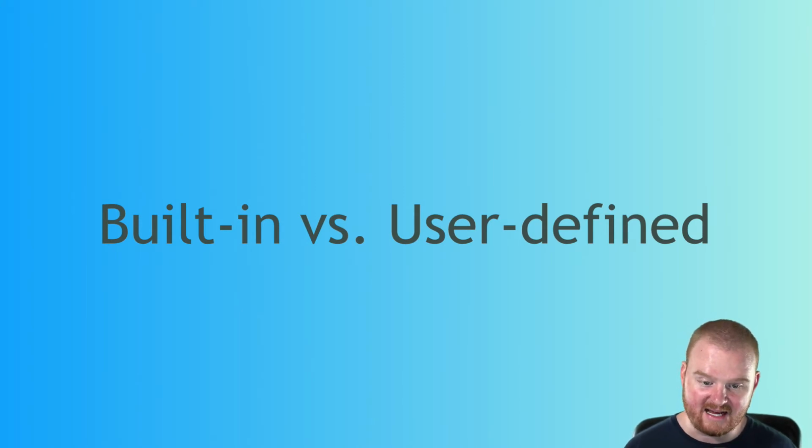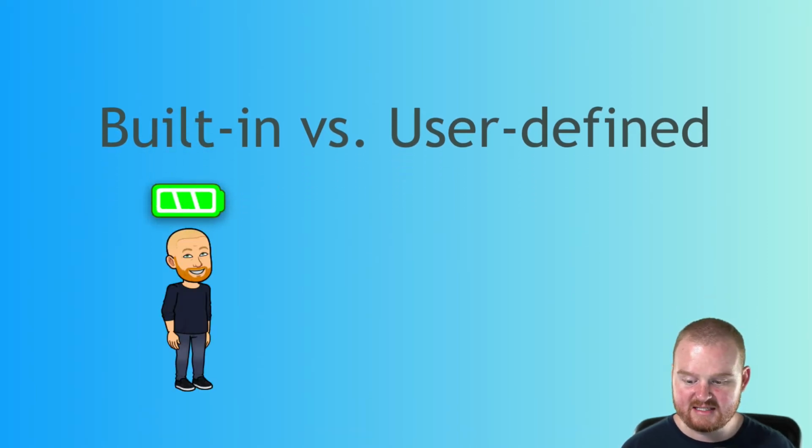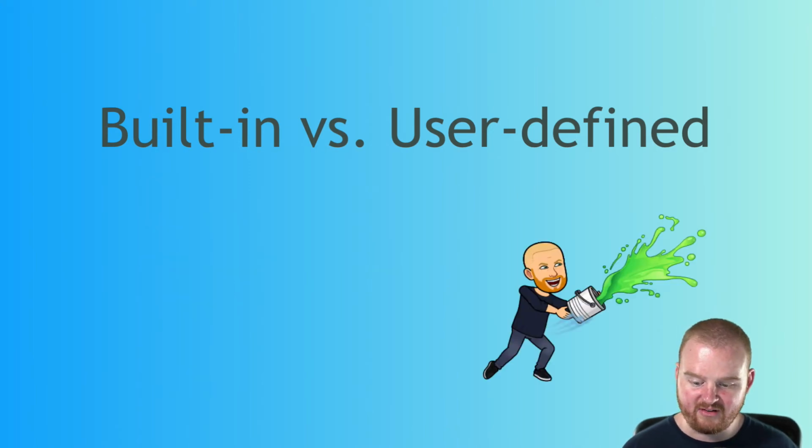There are really two different kinds of types. There are built-in types, and then there are user-defined types. Built-in types are the types that come with the language. This is the batteries included stuff like numbers and strings and dates and arrays and object types. User-defined data types are defined in terms of built-in data types and other user-defined data types.